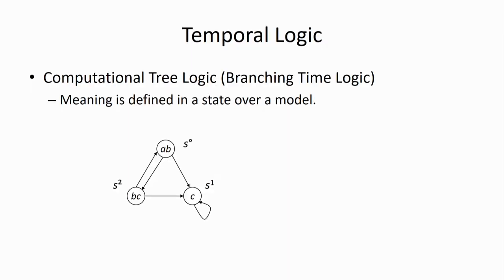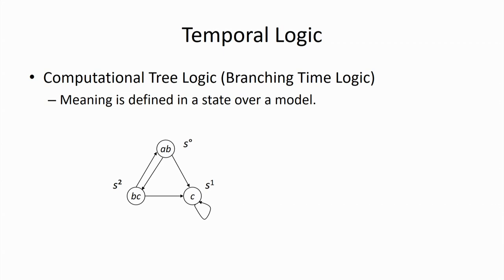And the meaning of CTL is defined over a model. Already I have said that temporal logic has to be defined over a model, but for the definition of CTL, we are going to consider a particular class of model, and we will discuss how we are going to define the truth values of a formula in that model. Secondly, CTL is a state formula. The truth value of CTL is defined in a state of a given particular model.